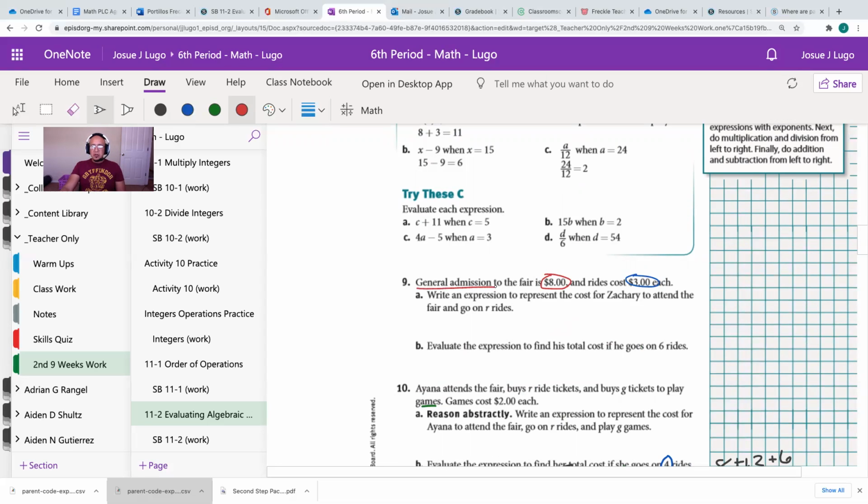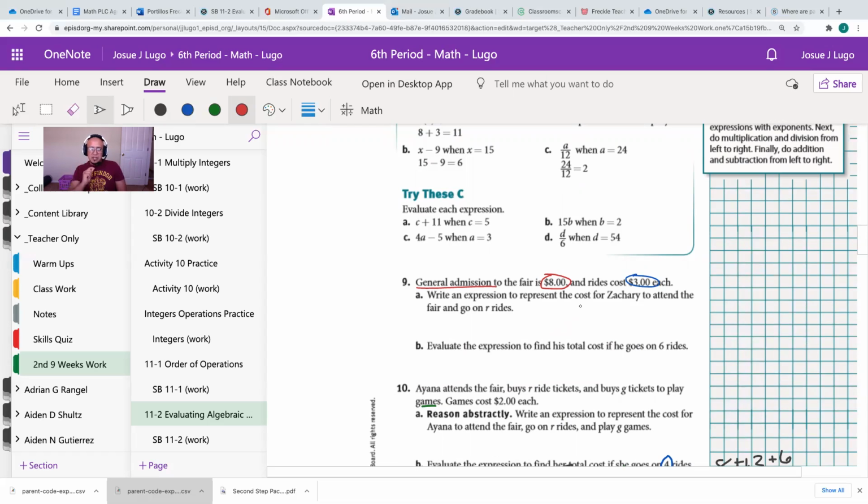Now, that is known as general admission, or the cost for getting in. You can call it the entrance fee, general admission fee, cost of admission, whatever. Now, the thing about that is that even if you went on 0 rides, you still need to pay those $8. So you can't just bring enough money for the rides. You also need money for the admission cost.